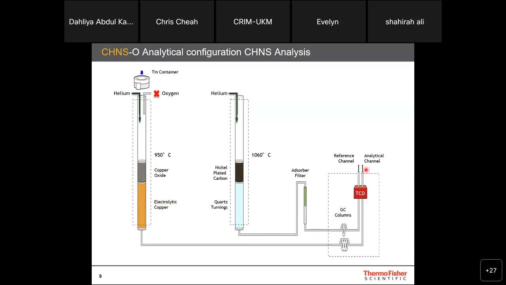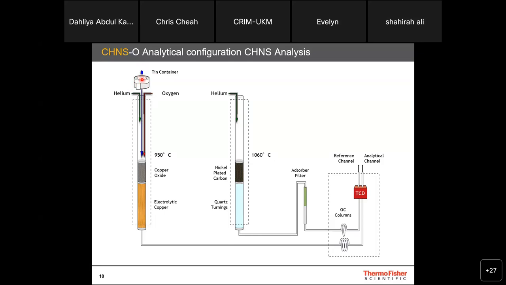So this is what we mentioned earlier, the analytical channel. And I will also have a reference channel. This channel is not running, so I can only run one channel at any one time. The tin container is where my sample will be. It will host my sample. And this particular thing is the autosampler. We will have a video to show you how we pack the sample in the tin container, or tin capsule.